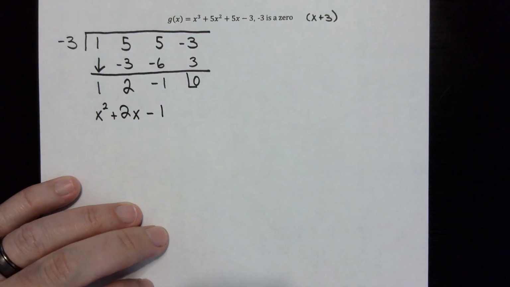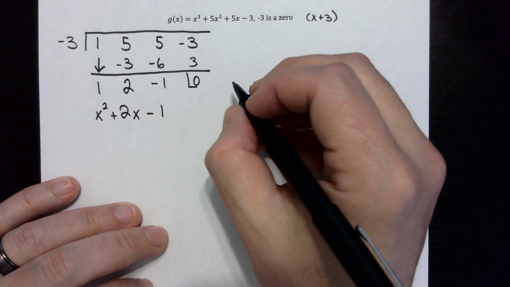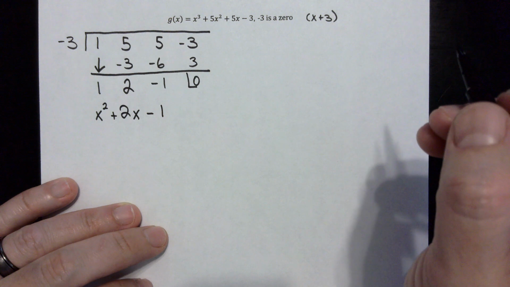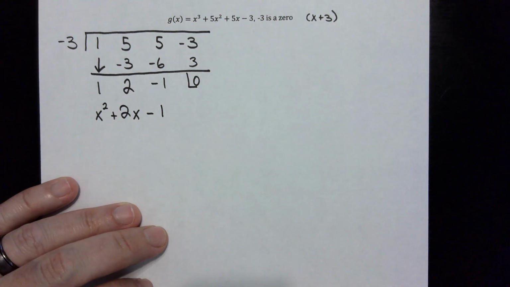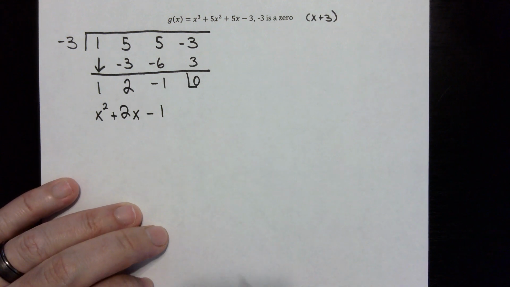Okay, so let's try to factor this. We need two numbers that multiply to get negative 1 that add to get positive 2. Okay, think about that for a minute. You realize it's not possible. You cannot do that. There's no numbers that fit that criteria. So we have to use the quadratic formula.